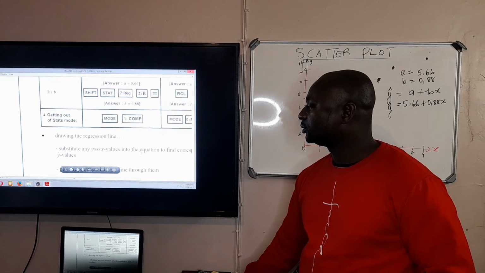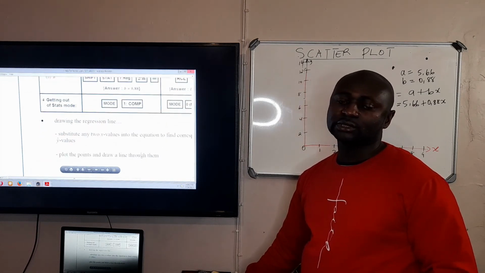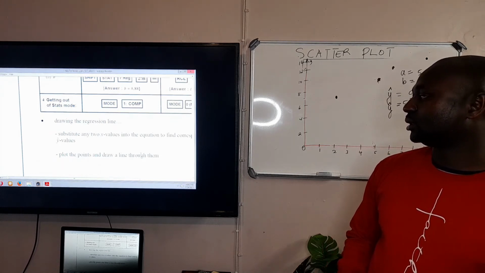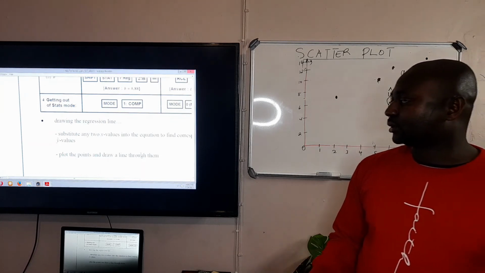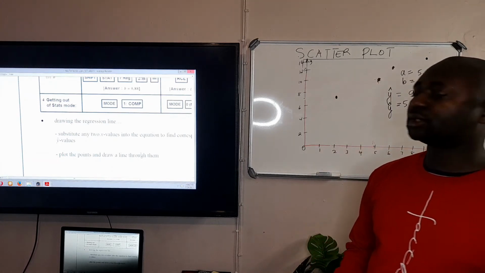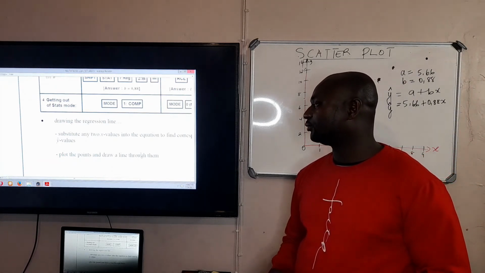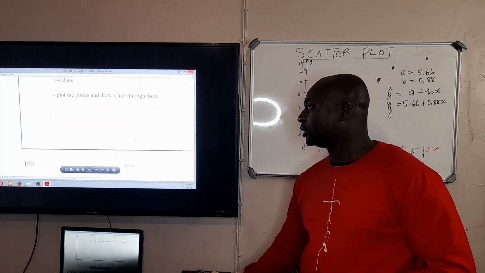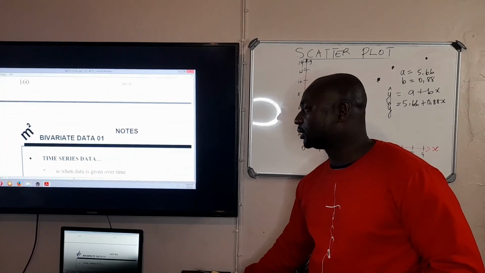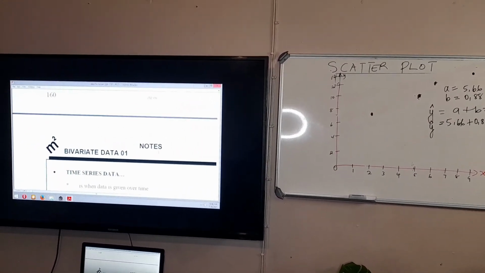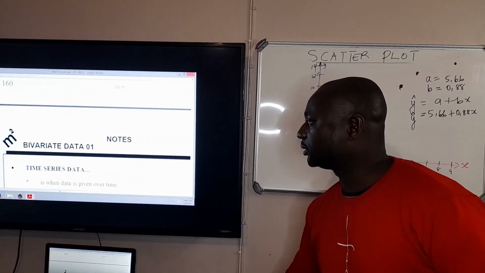So now the next question the examiner can ask you is to draw the regression line. Draw the regression line. If you are going to draw the regression line, this is the simple method that you can do.